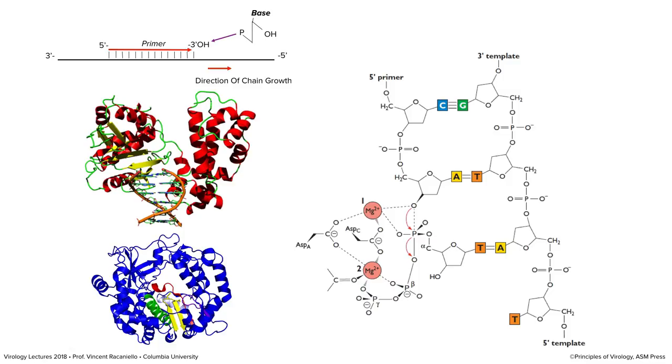On the right, of course, is the two-metal mechanism of catalysis. This is DNA. The template is shown on the right, three bases joined by phosphodiester bonds. And here we have three new bases that have been added.